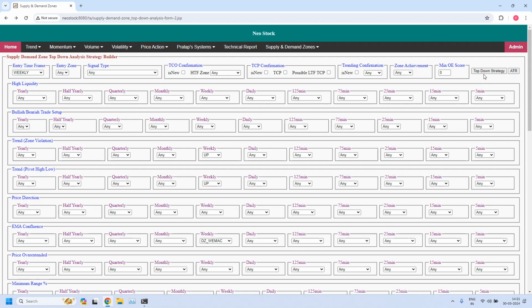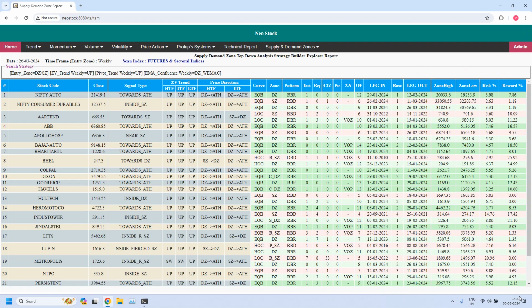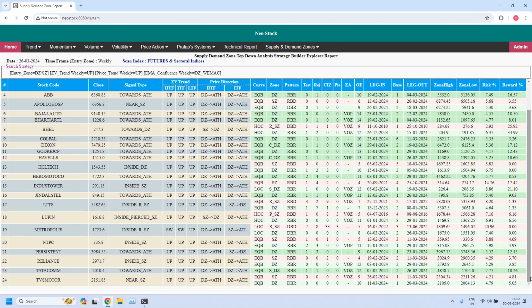Now let's generate and see from 35 how many will be filtered. Let us check. So this is the list. Now total 24. From 35 the list has come down to 24. So analyze these 24 stocks. Even here Reliance, the major giant, is also there. This is having EMA confluence.